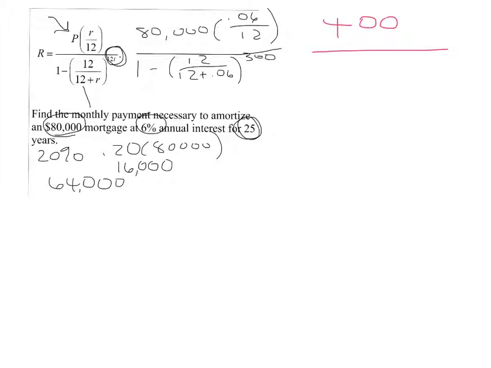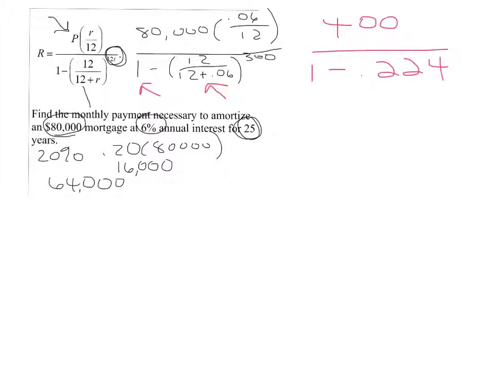Now the bottom is a little more complicated. You need to do parentheses first. So I can do the 12 plus 0.06 in my head and get 12.06. So I need to punch in my calculator 12 divided by 12.06. And I get this long decimal of 0.9950248756. That is what gets raised with our exponent key to the 300th power. And when I do that, I get a long decimal, so I'm going to round.